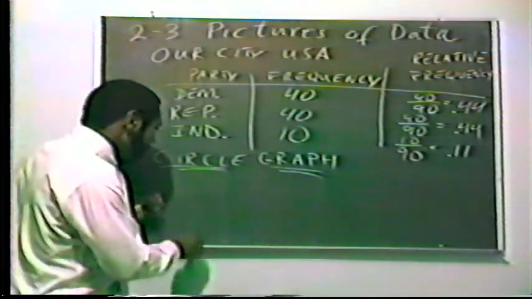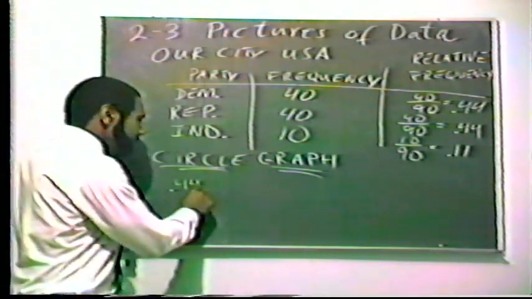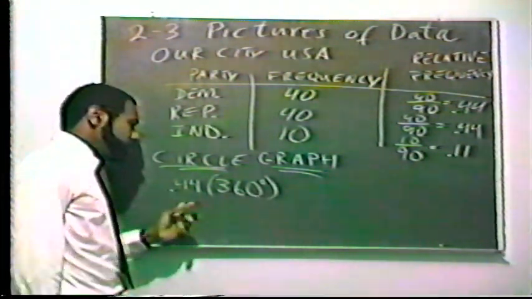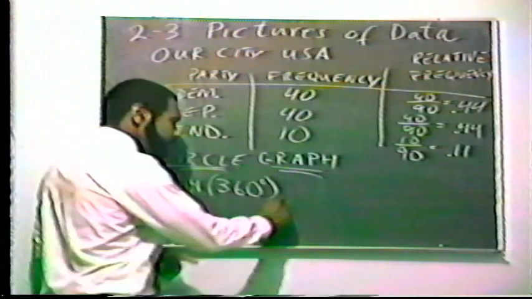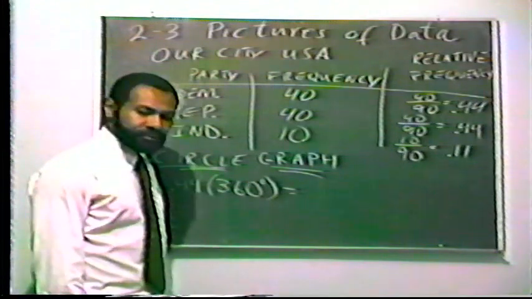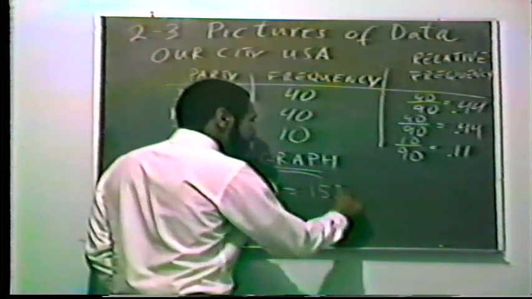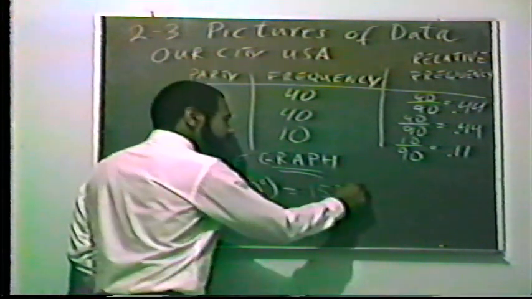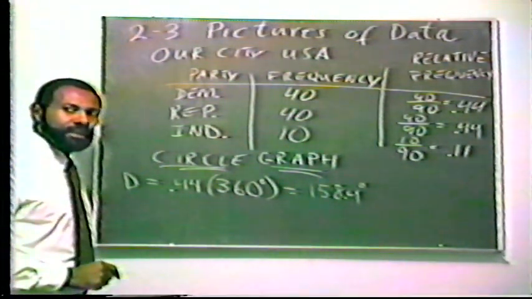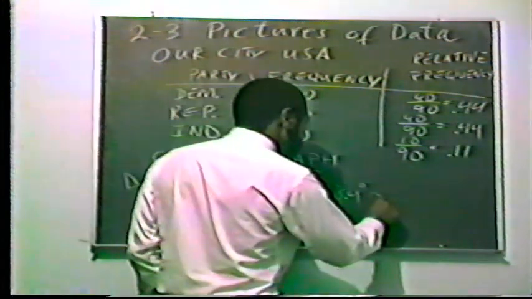So we make a computation. 44% of 360 degrees. We have 0.44 times 360 degrees. We multiply those two numbers together, and we find that our circle should be about 158.4 degrees for the Democrats. It should be that much for the Democrats. And what we're going to do here is just round this off to the nearest whole number.